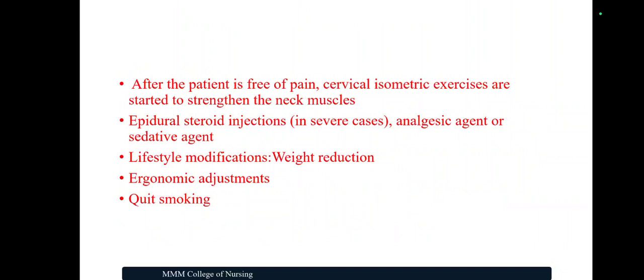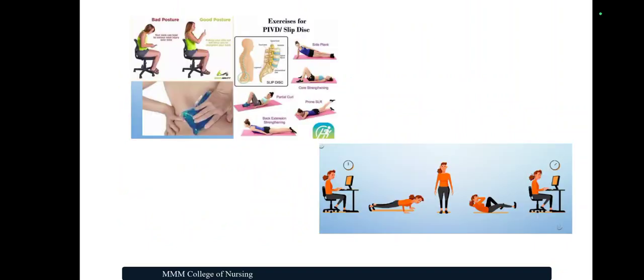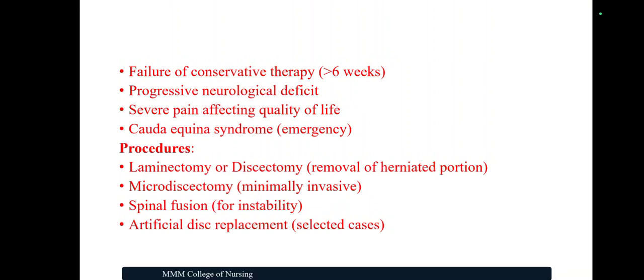After the patient is free of pain, cervical isometric exercises can be done to strengthen the neck muscles. Epidural steroid injections can be given in severe cases. Lifestyle modifications like weight reduction and ergonomic adjustments are to be done. Quit smoking. These are certain exercises for a slipped disc. Failure of this conservative therapy may lead to progressive neurological deficit. Severe pain will affect the quality of life, and an emergency condition includes cauda equina syndrome.